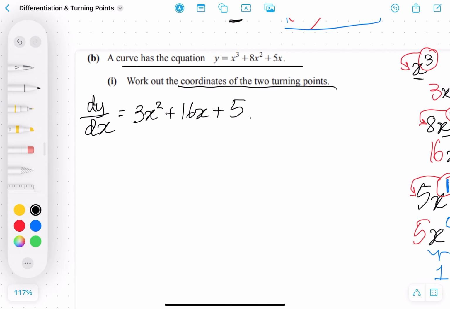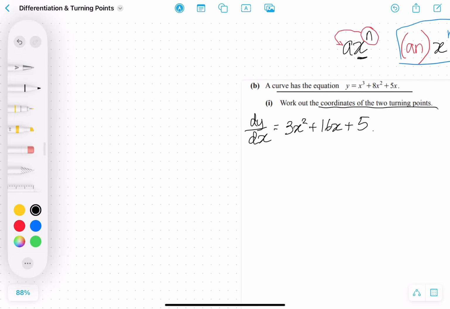So now that we have dy by dx, we can start trying to find the turning points. Firstly, we need to know what dy by dx exactly is. It's just the gradient function, which allows you to calculate the gradient at a certain point. However, in this case, we're asked to find the coordinates of the turning points. And the turning point is when the gradient is equal to 0.